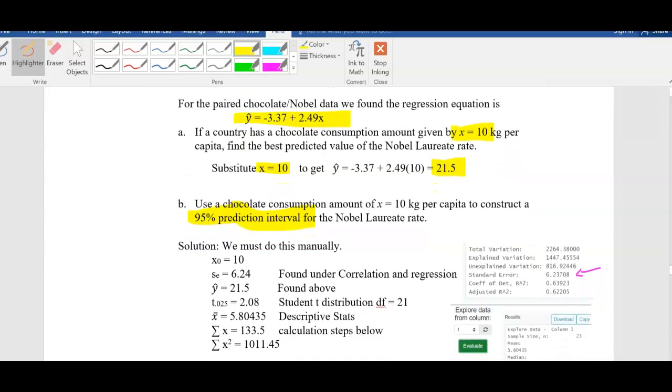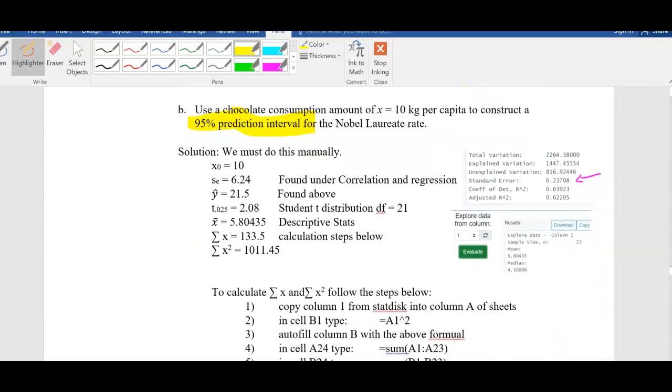So how do we do that? These are the things we need. x sub 0 is 10. This is given to us. Our standard error, we go to correlation and regression, and it's right here. Standard error is 6.23708. Our y hat is what we found above, so that was from our equation.